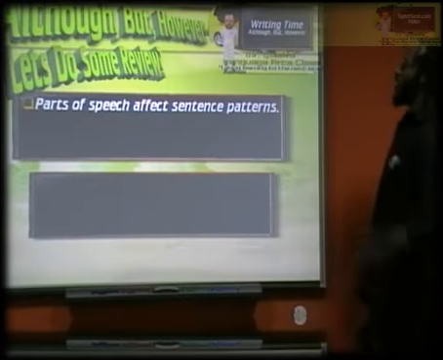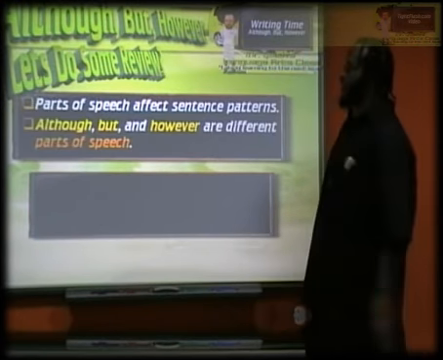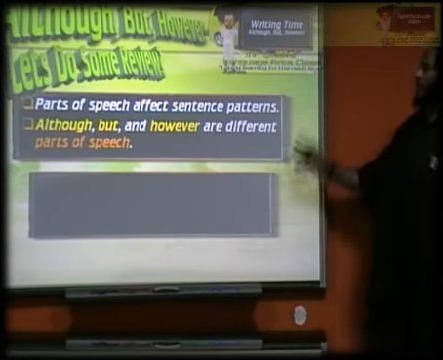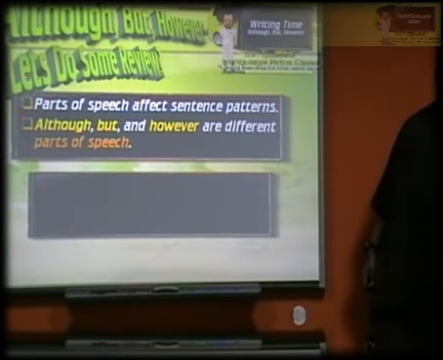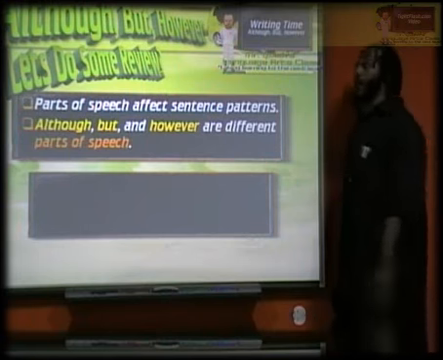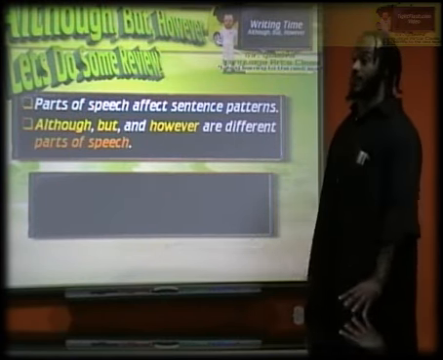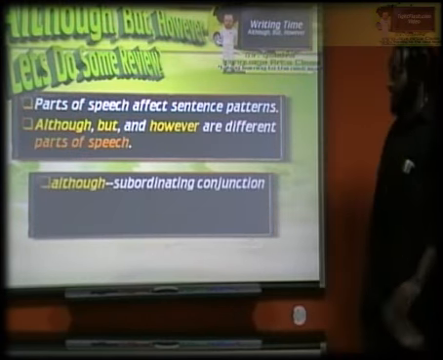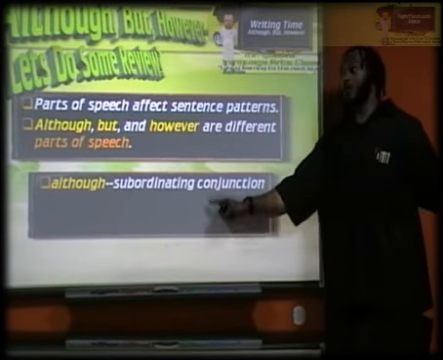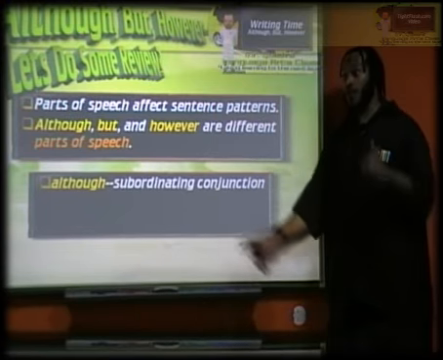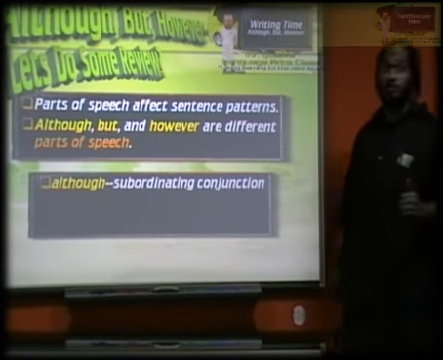Parts of speech affect sentence patterns. Although "but" and "however" are different parts of speech, they affect the sentences differently, and even decide what type of sentence it is. Now what you got to do, you got to get this in your brain. "Although" and "even though" are subordinating conjunctions.